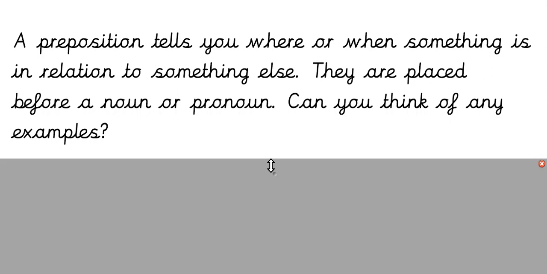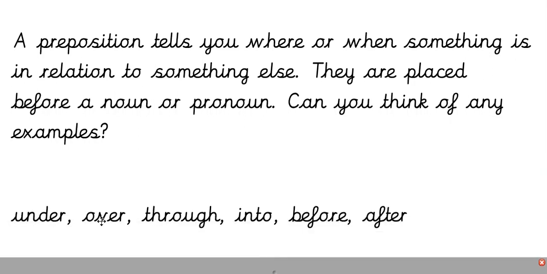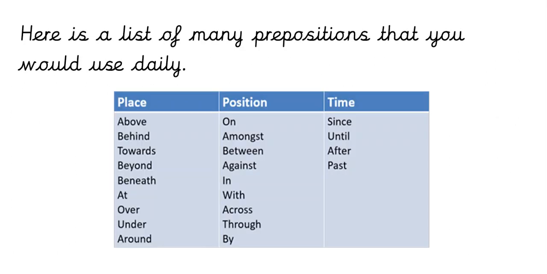Okay, let's have a look at some of the examples I thought of. You could have under, over, through, into, before, after. These first four are telling you where something is in relation to something else: under, over, through, into. And then before and after are telling you when something is happening in relation to something else. Well done if you thought of those or if you thought of other ones yourselves.